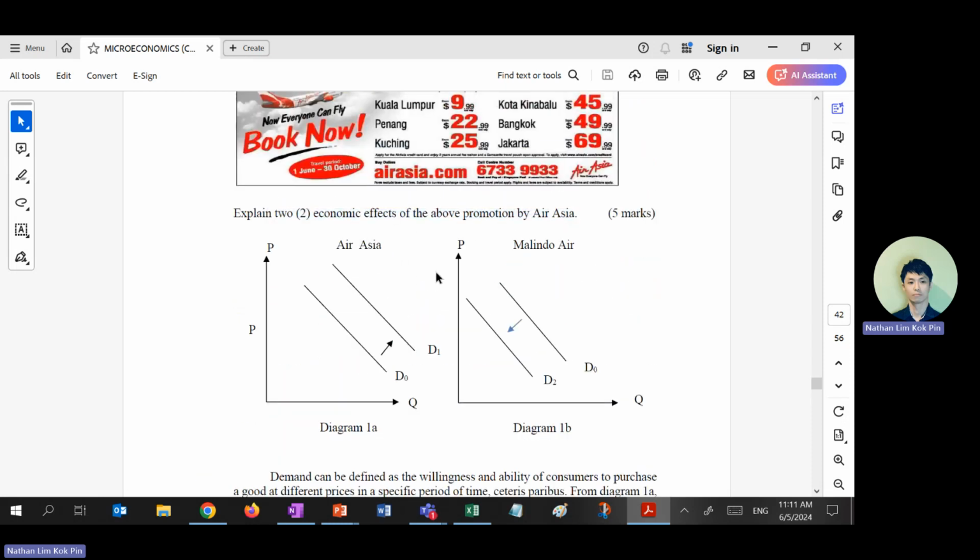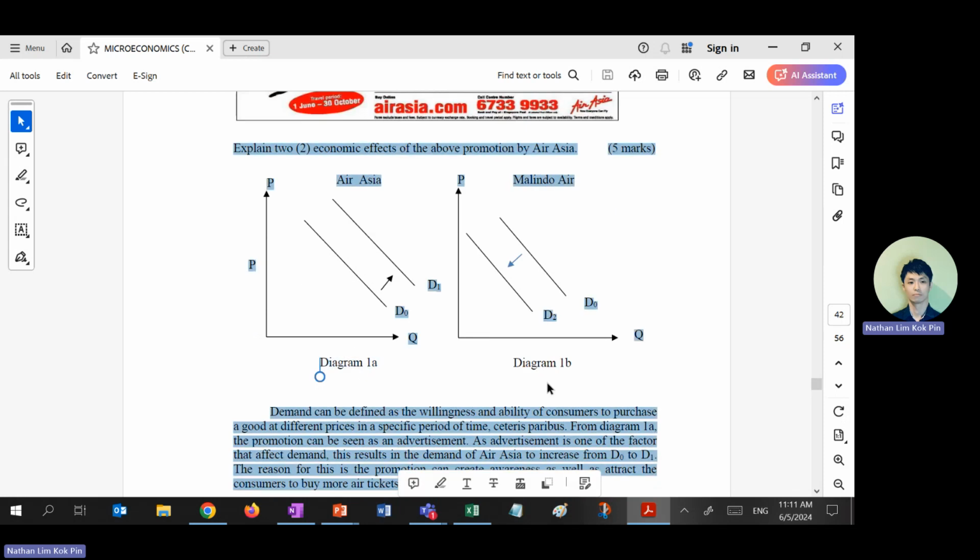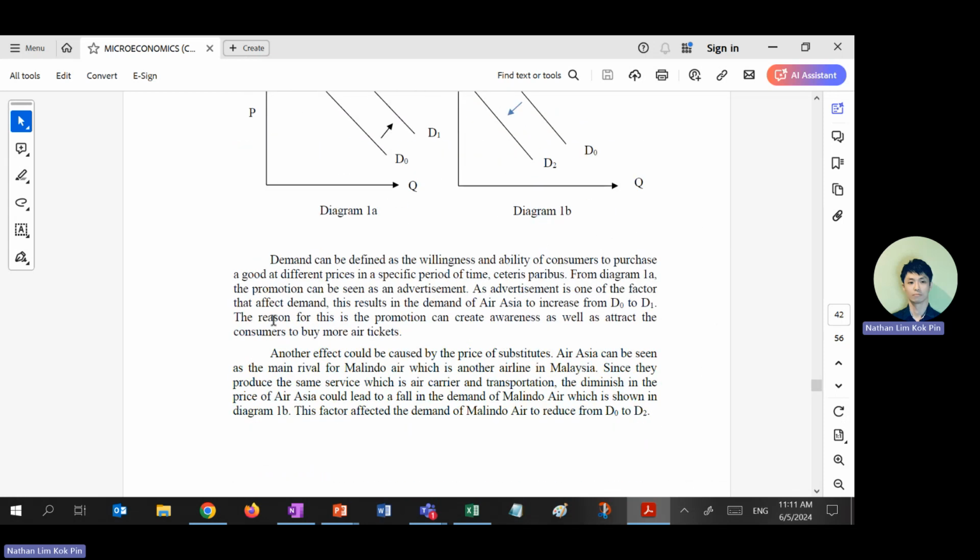Same thing. Because I want to draw two effects diagram, I have labeled diagram 1A, 1B, right? After that, the promotion can be seen as an advertisement. Advertisement is one of the factors that affect demand, resulting in a change in demand. When I write advertisement, I will write demand, not quantity demanded, right? From D0 to D1, the reason is promotion can create awareness as well as attract the consumers to buy more air tickets.